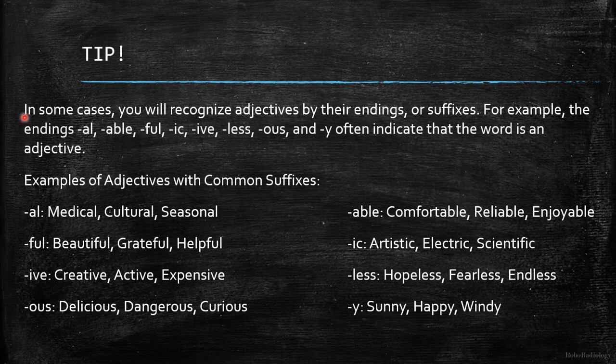Here's a tip. In some cases, you will recognize adjectives by their endings or suffixes. For example, the endings -al, -able, -ful, -ic, -ive, -less, -ous, and -y often indicate that the word is an adjective. Not always, often, in most cases. Examples of adjectives with common suffixes.